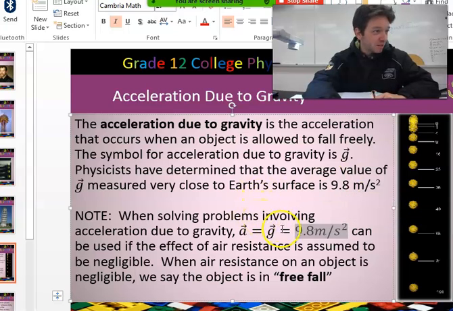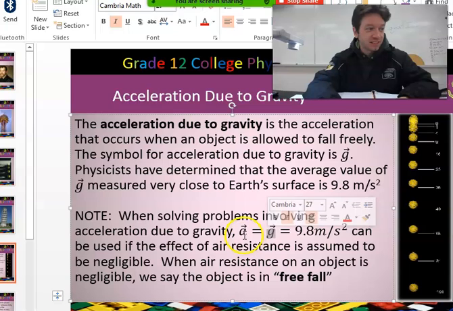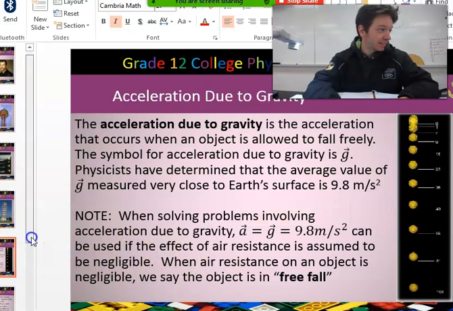Okay, so we say an object is in free fall if the only force acting on it is the force of gravity. Okay? And the force of gravity causes an acceleration of any object, regardless of mass, to fall downwards with an acceleration or a rate of 9.8 meters per second squared. Okay? And we'll sometimes write that as g instead of a. Okay, because we're being very specific about what the acceleration actually is.